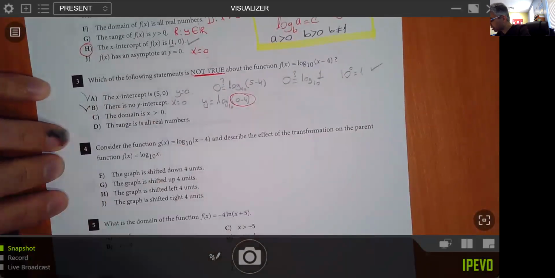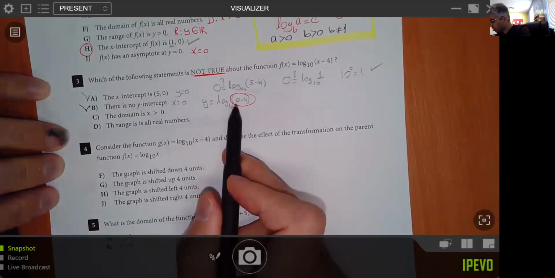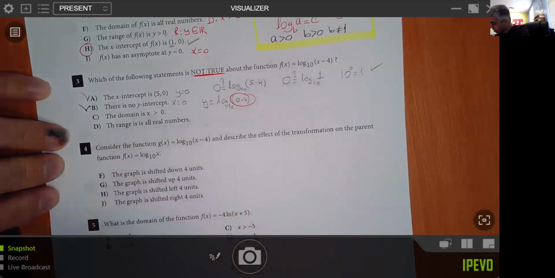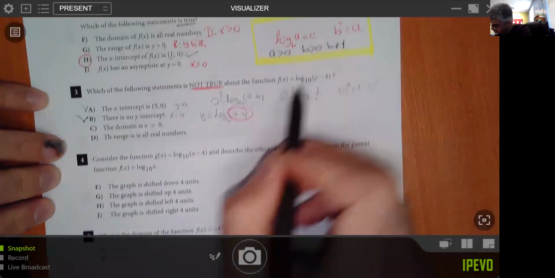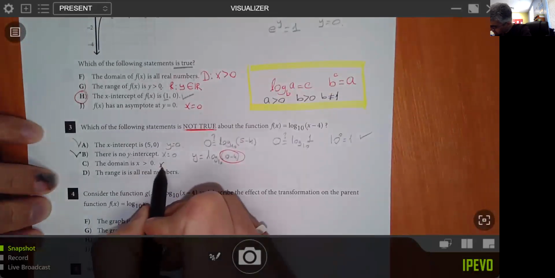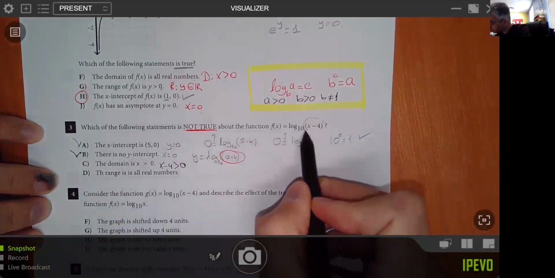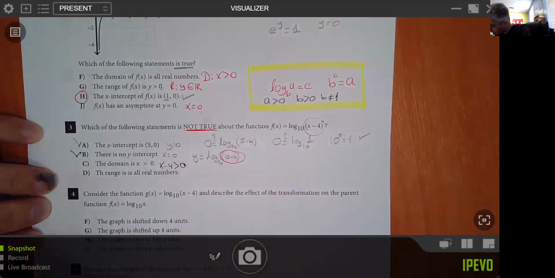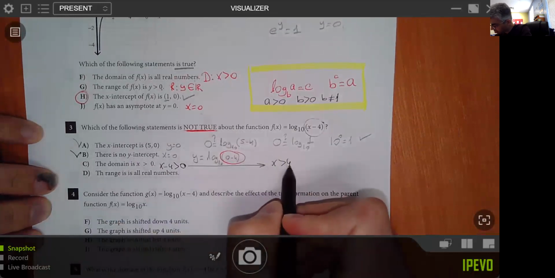There is no y-intercept because there is no y value for where x equals 0. The domain is x greater than 0. All right. How do you find the domain? Domain is x minus 4. That should be greater than 0. Okay, this function should be greater than 0, the domain. And from here, we have x greater than 4.